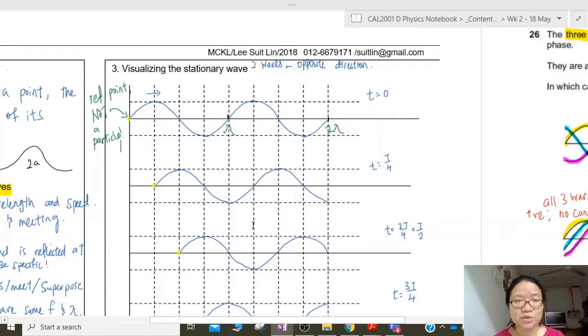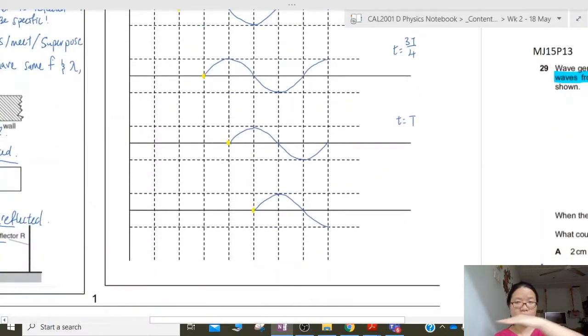Once again, the wave particle only moves up and down. It doesn't travel together with the wavefront. So the reference point or the wave profile has traveled one lambda distance after a period T.